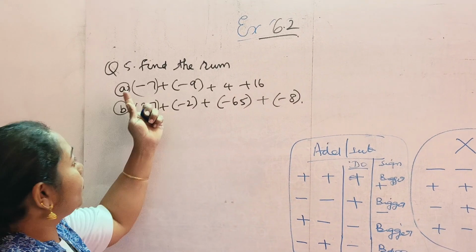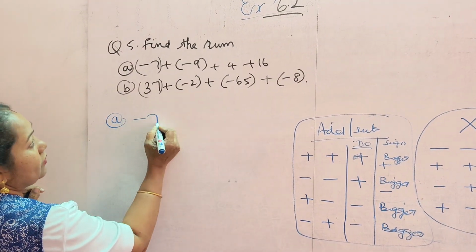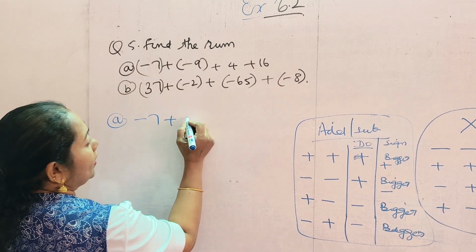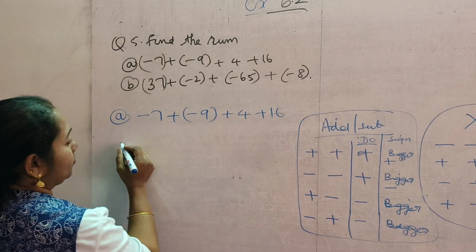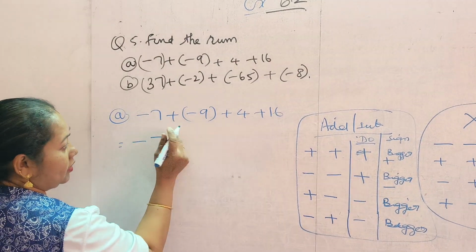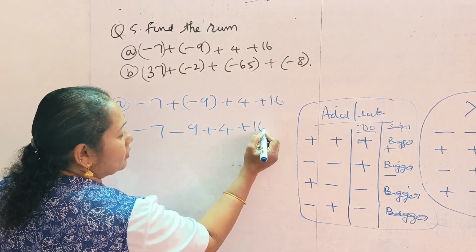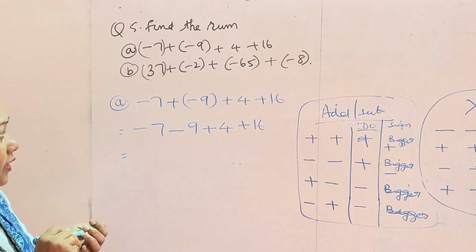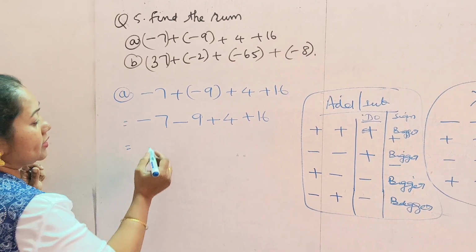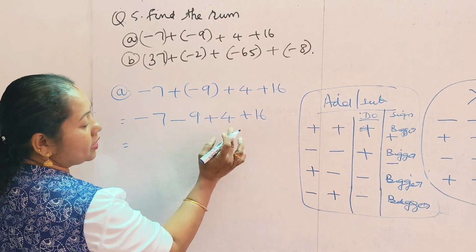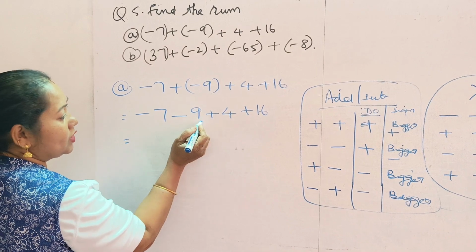Now the next question is find the sum. Again the same type. A part: minus 7 plus minus 9 plus 4 plus 16. So we have to group the numbers according to their sign. Here both these numbers are of minus sign, and both these are of plus sign. So we have to first complete this one.